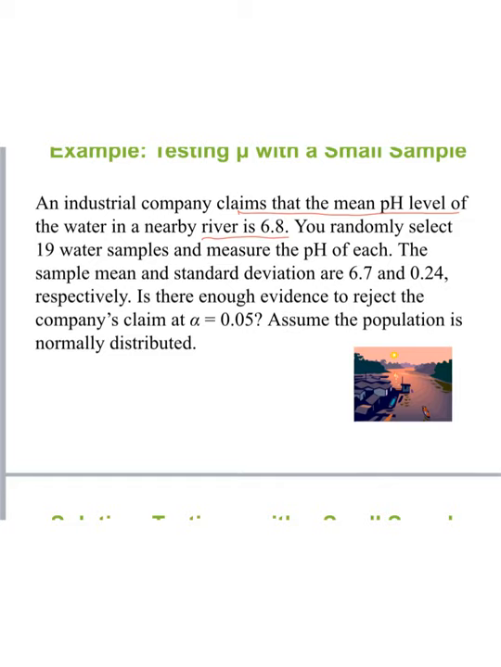Okay, we start with the claim. Claim that the mean is 6.8. Okay, sample, what was the sample size? n was 19. Then what else? Standard deviation and the mean. Mean of the sample is 6.7 and standard deviation is 0.24. Okay, so we got everything. The claim with the equal sign tells me it's going to be a two tail test.